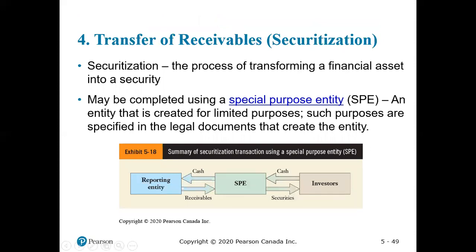So other than factoring, the other method of transferring receivables is securitization. So securitization is the process of transforming a financial asset into a security. It may be completed using a special purpose entity, which is an entity that is created for limited purposes, and such purposes are specified in the legal documents that create that entity.